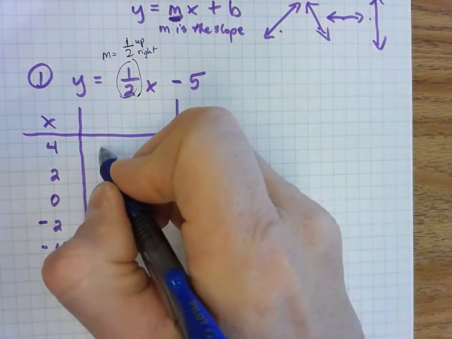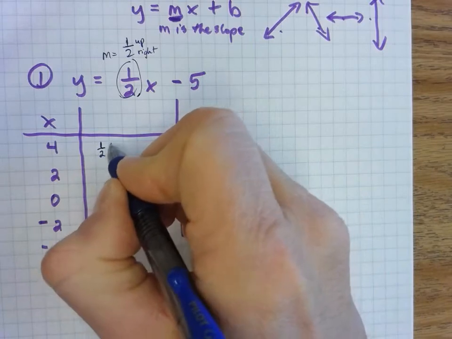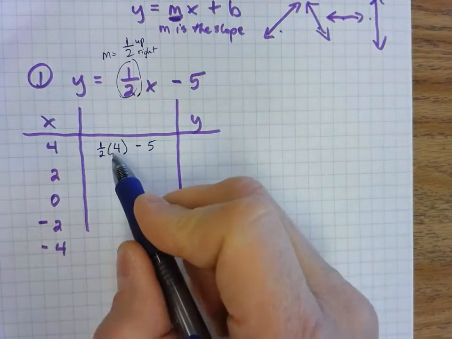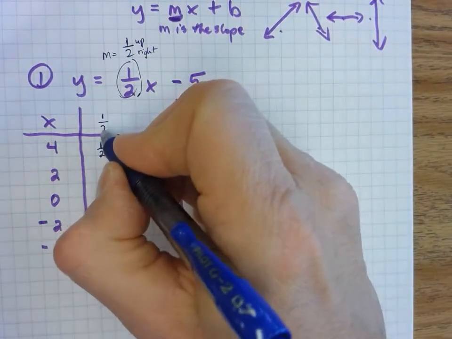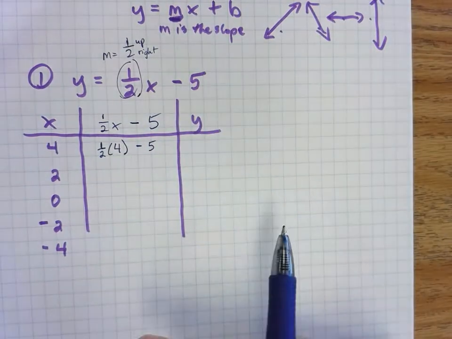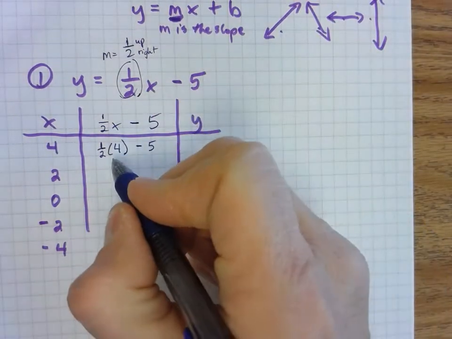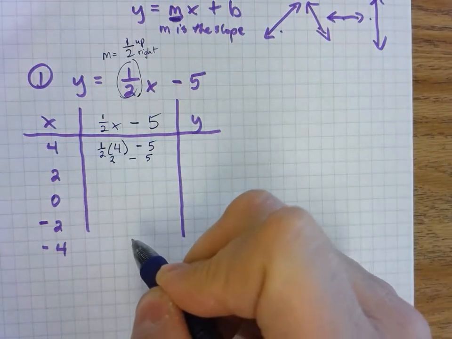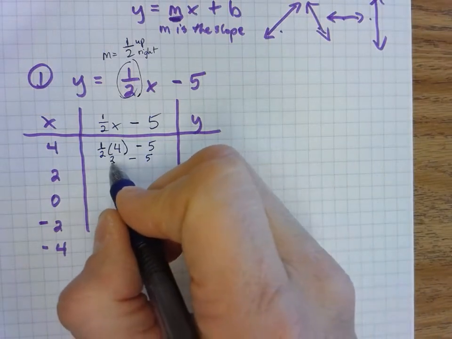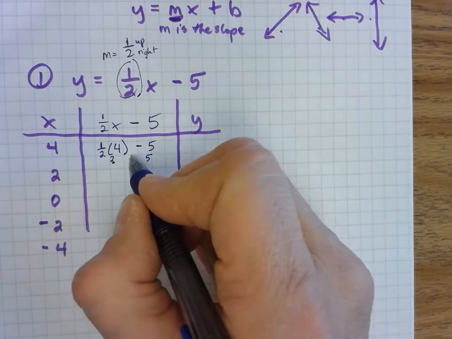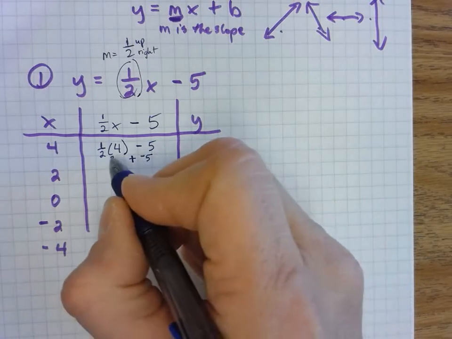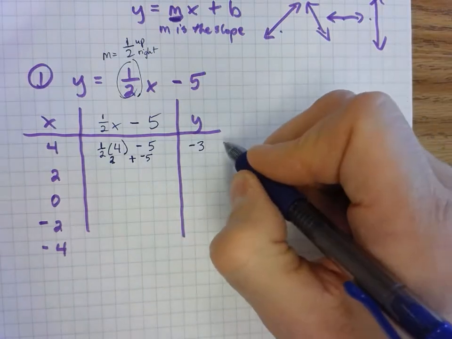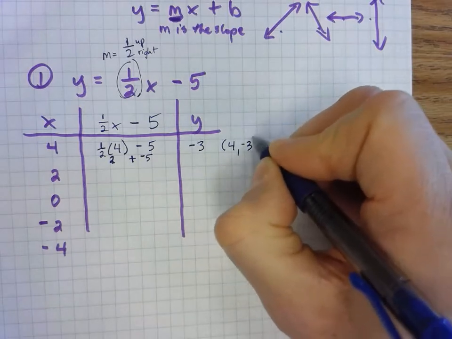Alright, so first one, of course, I'll do half of 4, and then I'll subtract 5 from that. So what is half of 4? I probably should write that up there too. 1/2 x minus 5. Alright, so half of 4 is 2. 2 minus 5. Now again, you may want to do additive inverse to that. If you want to do additive inverse to that problem, of course you can. So that would be 2. You keep that. We'll change that to addition. The opposite of 5 is negative 5. So 2 plus negative 5 would give you negative 3 for your y amount. Okay? So that means the first one I'm going to graph is 4, negative 3.